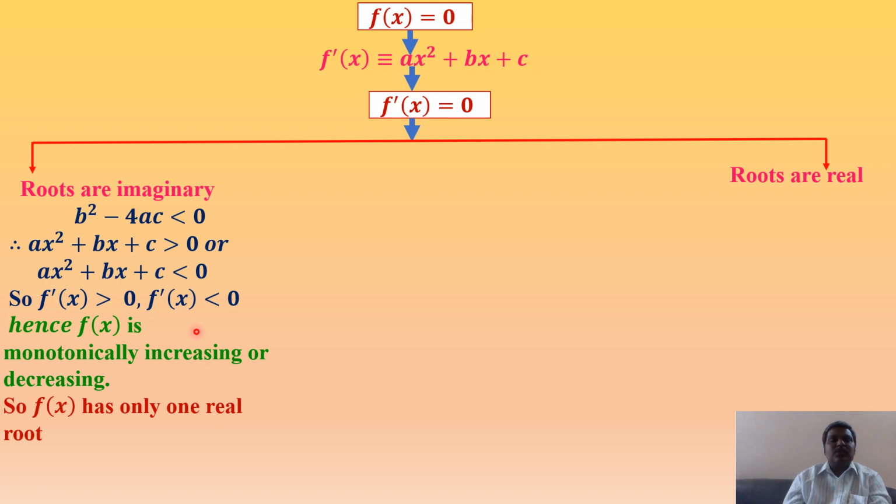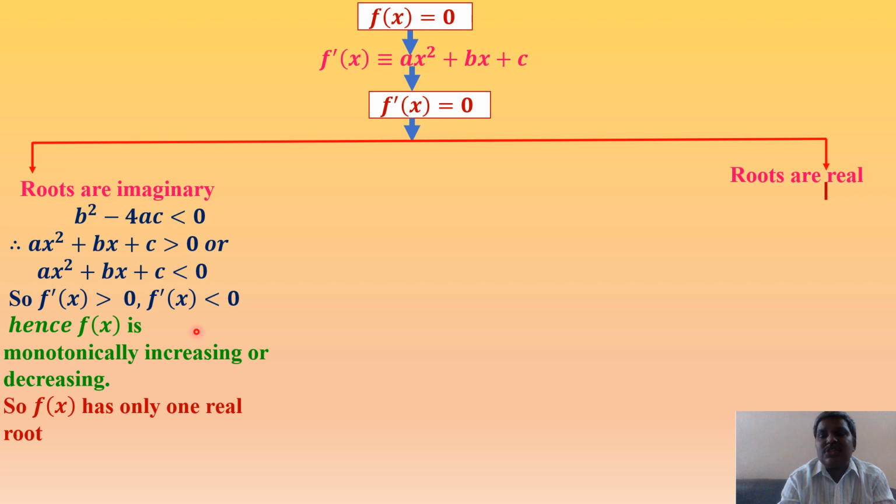So if your roots are imaginary for f dash x equal to 0, there exists one and only one real root for my f of x. Correspondingly, one real normal can be drawn from the given point to the parabola. When the roots are imaginary for f dash x equal to 0, f of x equal to 0 has one and only one real root. That is what I am saying. In that case, we have only one real normal.